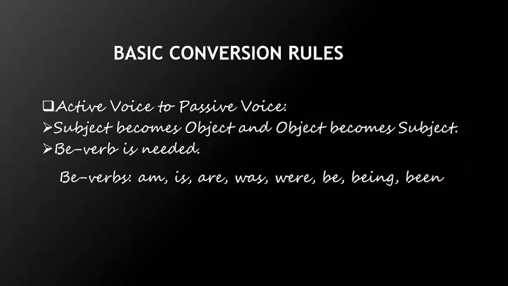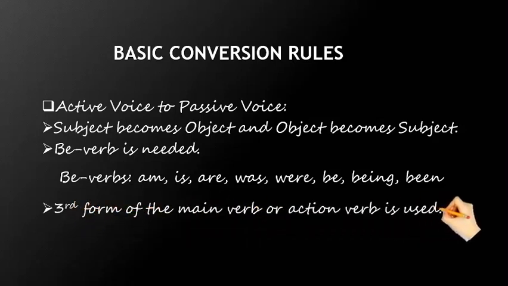Am, is, are, was, were, be, being, been, and all these forms will be used when we make this conversion from active voice to passive voice. Where and how, we will come to that shortly. But right now, we need to understand the third and the last rule in normal basic conversion. That is, the third form of the main verb or action verb is used.